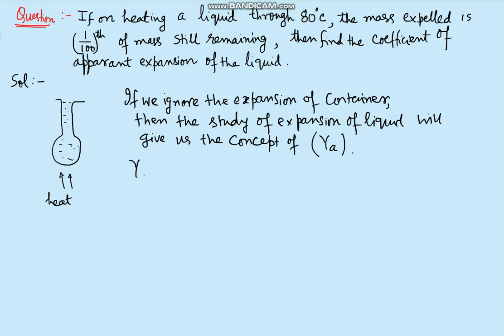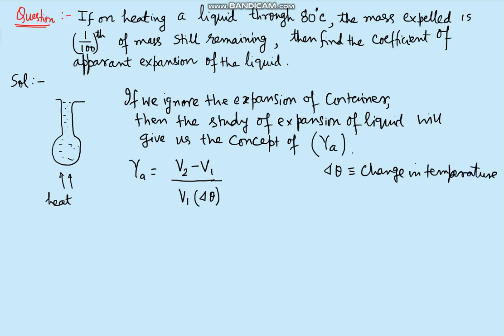Now coefficient of apparent expansion, basically coefficient of expansion is what? It is final V2 minus V1, that is final volume minus initial volume, the expansion in the volume divided by the original volume, and delta theta. Delta theta is the change in temperature, basically the increase in temperature. Now finally gamma A will be equal to V2 minus V1, whatever the change in volume of the liquid.